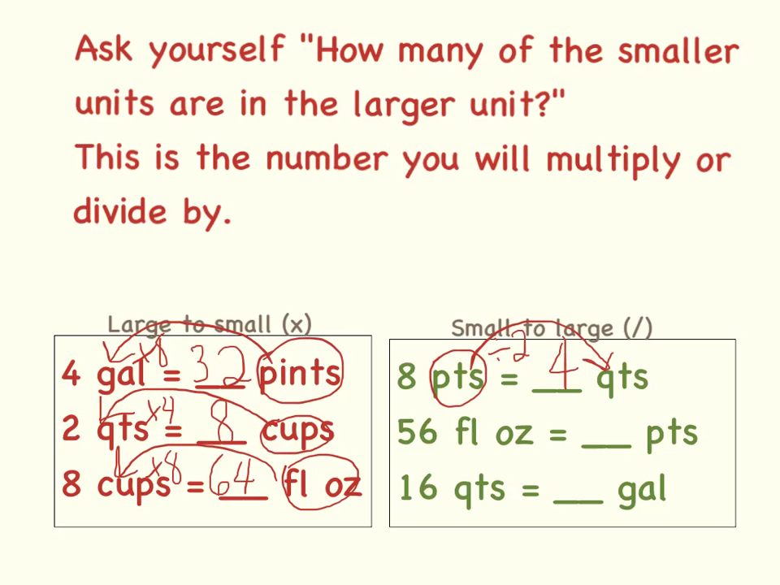Okay, how many ounces, this one's a little trickier, how many fluid ounces are in 1 pint? So I know that there are 16, I look at my picture and there are 16, so that's the number that I would divide by. So 56 fluid ounces is going to be 3, and there's 8 left over, 8/16, so that would be 3.5. That one was a little tricky.